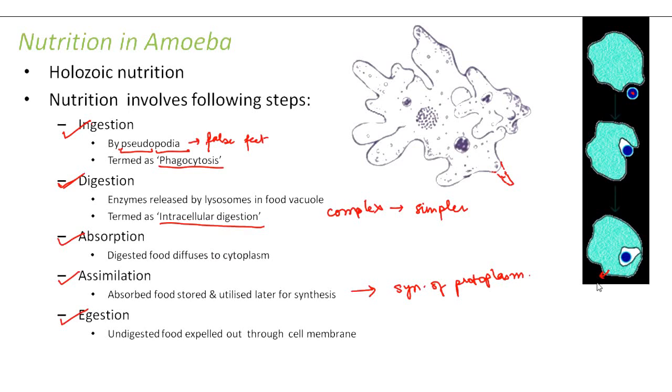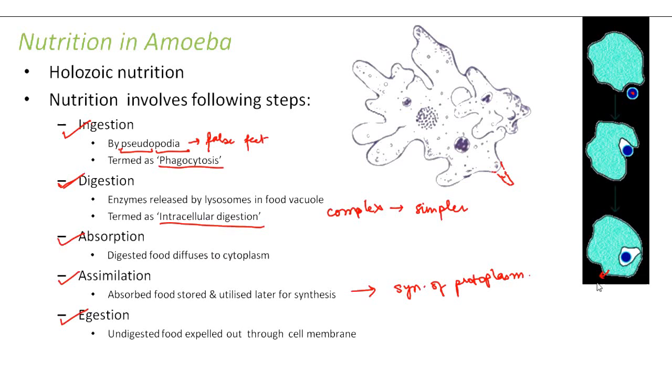Intake of food with the help of pseudopodia is known as phagocytosis. Then the digestion of food will happen within the cell with the help of the enzymes released by lysosomes. And then the digested food will be absorbed in the cytoplasm and it will be assimilated, that is, it will be stored and utilized later for synthesis. And the undigested food will be expelled out through the cell membrane, called egestion.